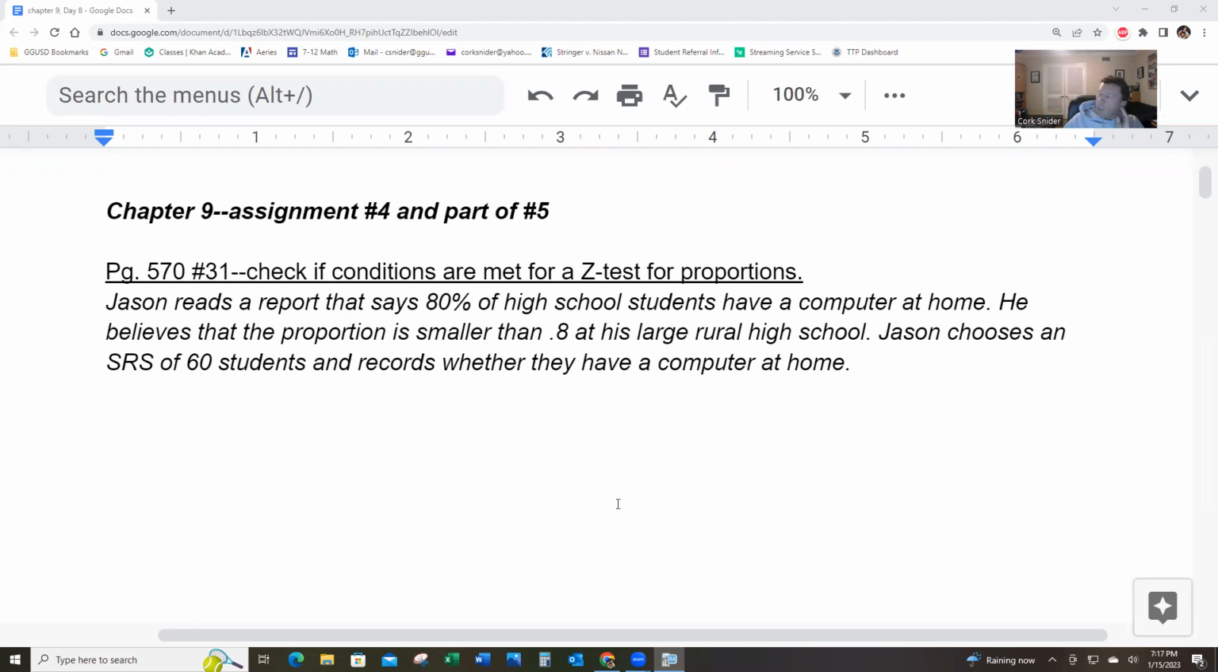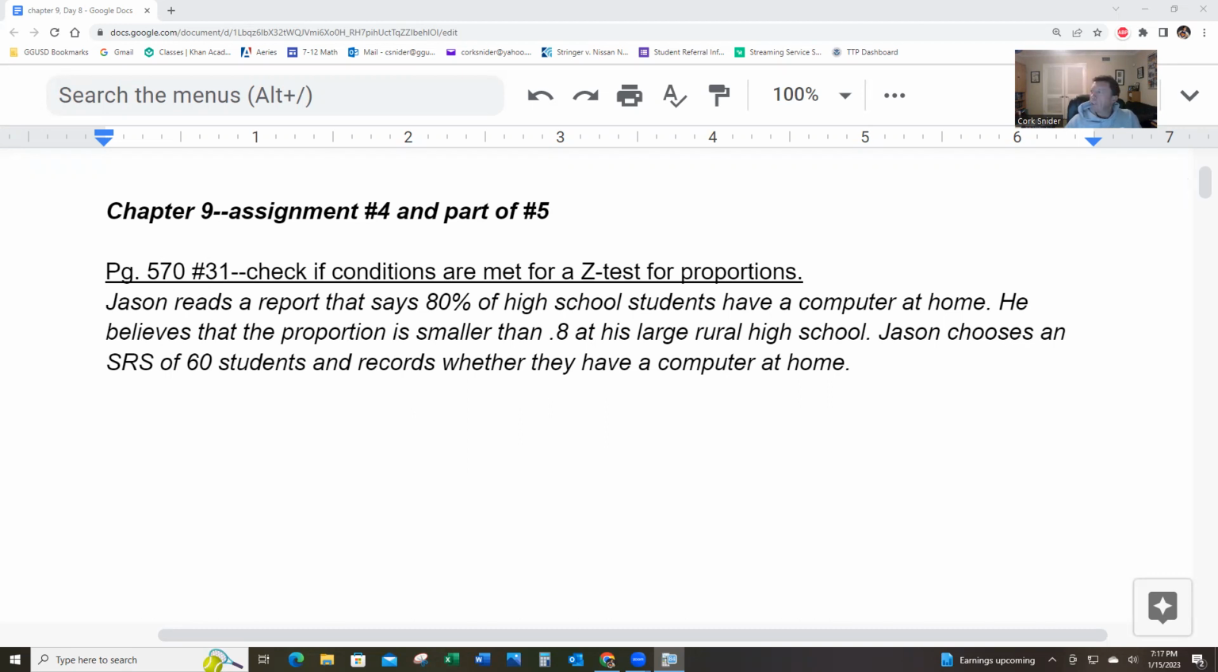So pretty good stuff here. We're starting to do inference for proportions. So not means, we're dealing with percentages now, to see if a test statistic from a percentage will give us evidence to prove something or not. I'm going to be doing chapter 9, assignment 4 and part of 5. So go to page 570, number 31.